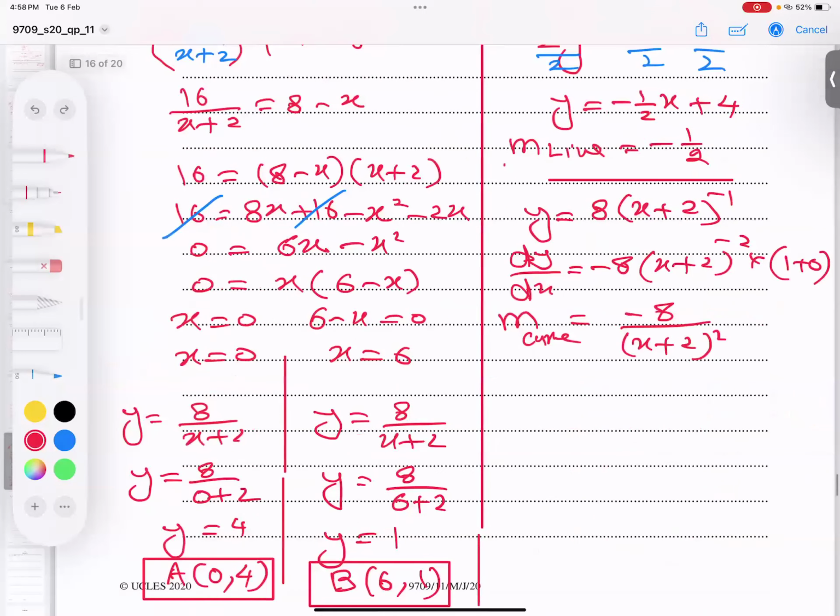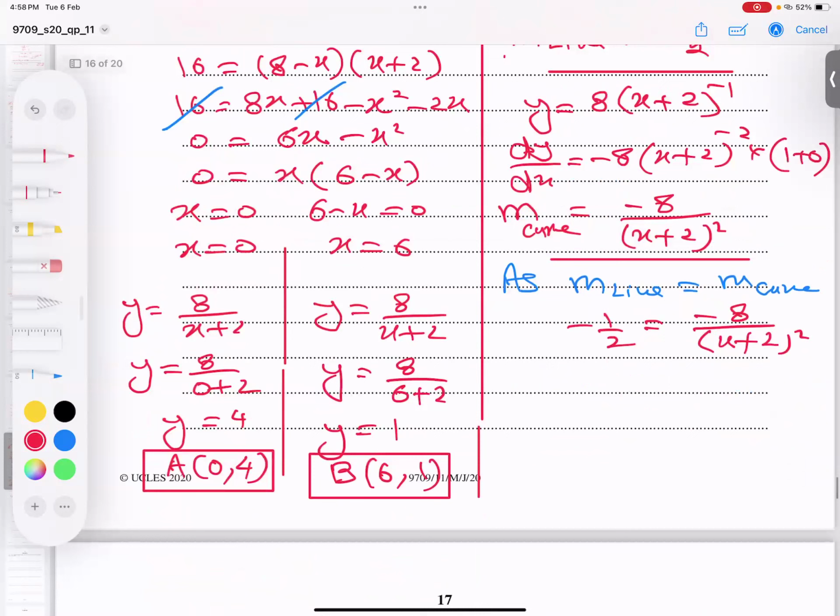So now I'm putting this part and this part equal to each other. I'm writing in blue so you can understand: gradient of the line equals gradient of the curve. So when I plug in, the gradient of the line is negative half, and negative 8 over (x plus 2) whole square. Cross multiply, and 2 will go there. I get negative (x plus 2) whole square equal to negative 16. The negatives cancel out, I get (x plus 2) whole square equal to positive 16.